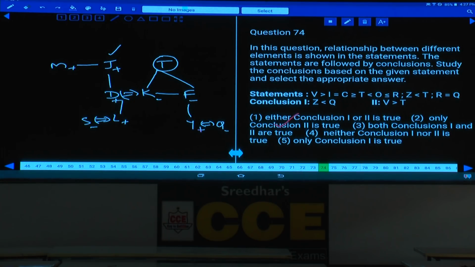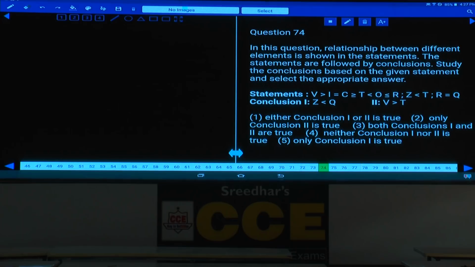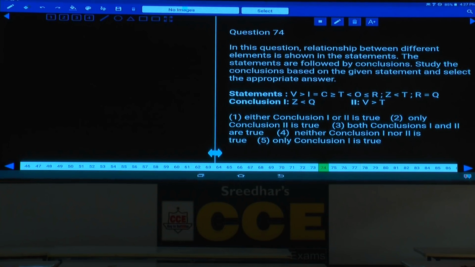Then 74 onwards, these questions are based on inequalities. Now the relation between Z and Q. What is the element which is common between Z and Q? Z is here, T is here, Q and R. Z to T, T to R. What is the relation between T and R here? T lesser than R. Z lesser than T, T lesser than R, and R equals to Q. Now with the help of this one, Z lesser than Q, definitely true.